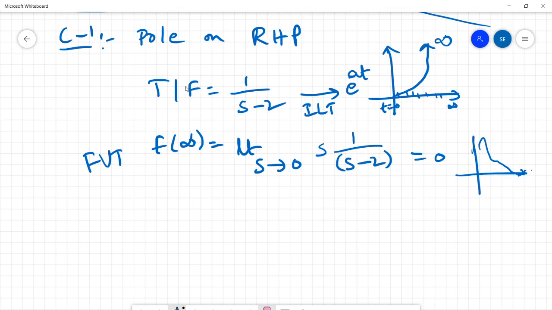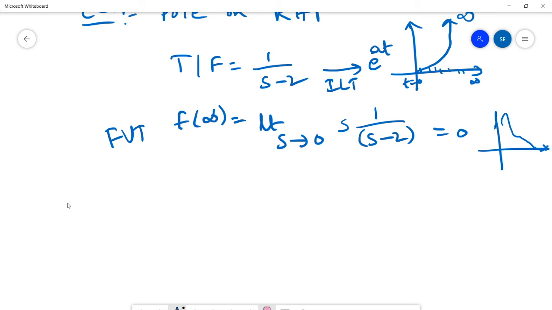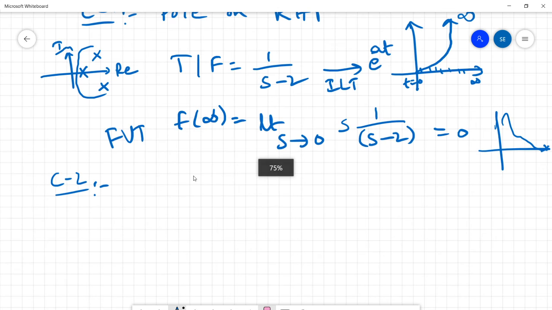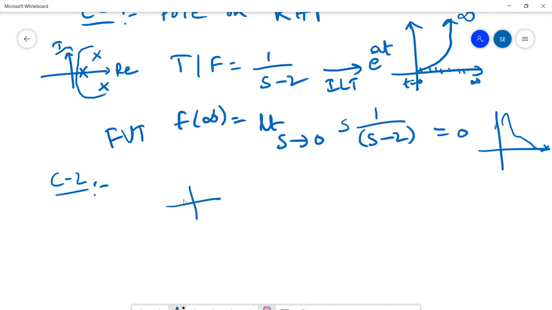Second case, that is the imaginary axis: pole on the imaginary axis. This is the pole on the right hand plane, somewhere, anywhere on the right hand plane, with imaginary and real axes. Then in the second case, case 2, consider a pole on the imaginary axis.